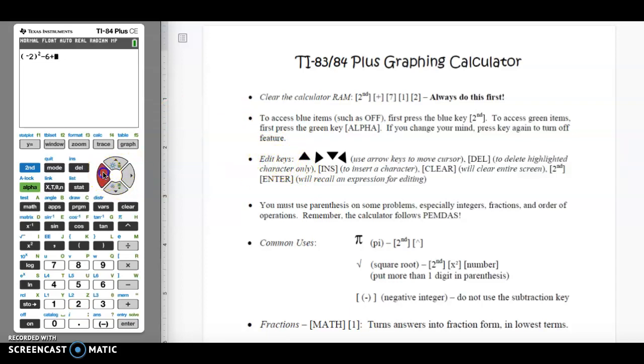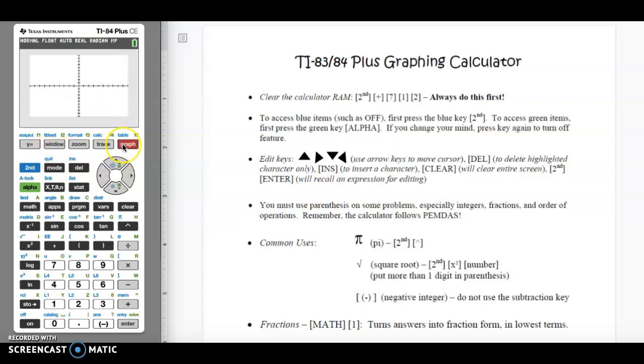So the arrow obviously moves you around in that equation. You can also, if you wanted to get to some sort of menu, so if I did the math menu, you can go up and down in your math menu, and then you can also go left and right to hit the other menus. If at any point you need to get back to your home screen, you can always quit the screen that you're on.